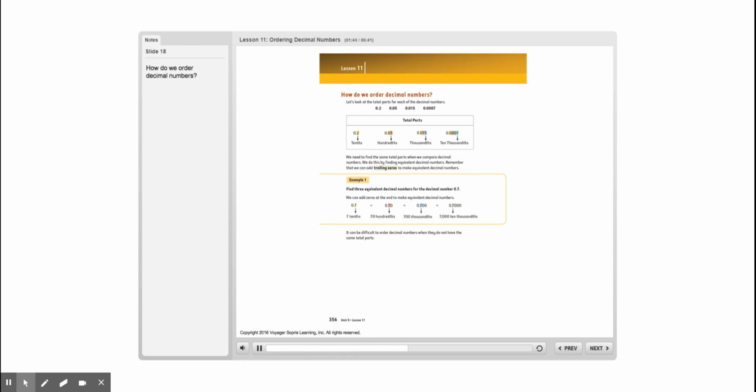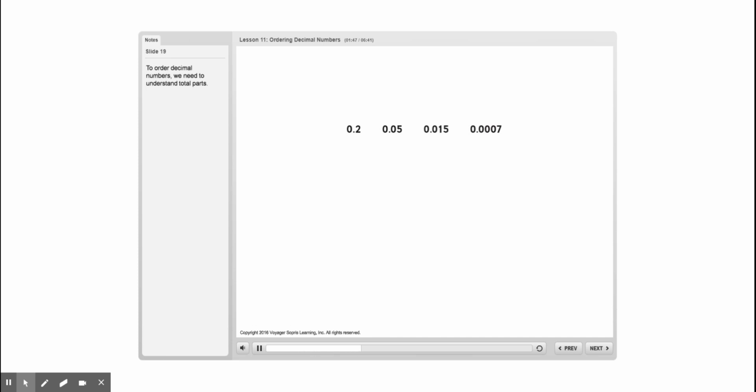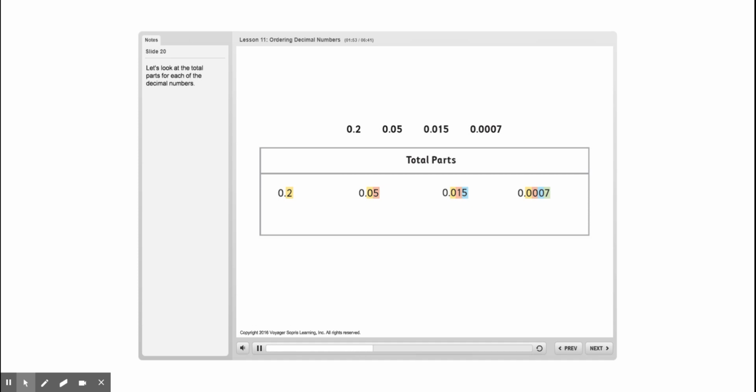How do we order decimal numbers? To order decimal numbers, we need to understand total parts. Let's look at the total parts for each of the decimal numbers. The place value of the last digit tells us the total parts. The 2 is in the 10ths place. There are 10 total parts.